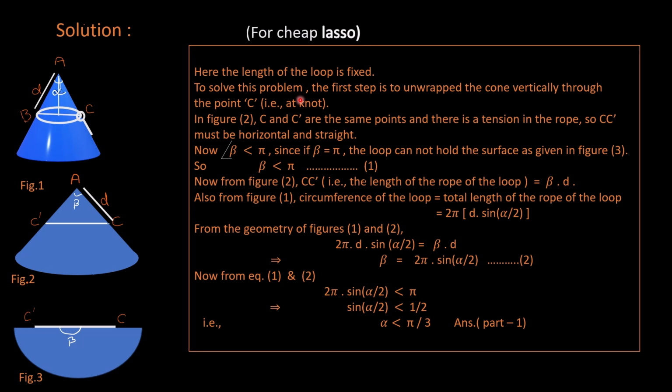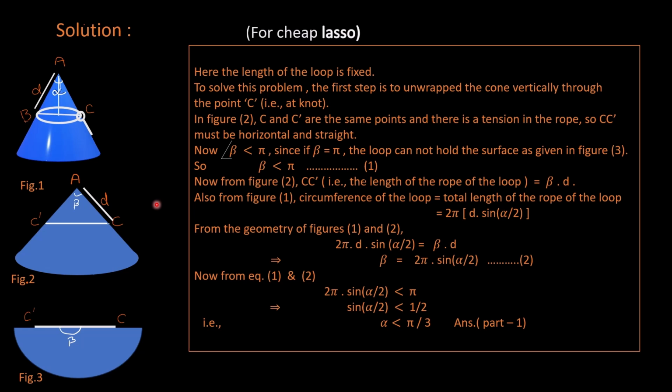For solving this problem, our first step is to unwrap the cone vertically through the point C, that is through the knot. This is shown in figure 1 and figure 2. Figure 2 is the unwrapped condition of figure 1. Now from figure 2, we can see that C, C' are the same points, and also there is a tension in the rope. So we can say that C, C' must be horizontal and straight.